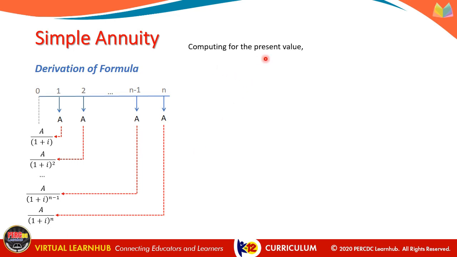Computing for the present value, we just need to add all of this and we will get present value P is equal to A over 1 plus i plus A over (1 plus i) squared plus and so on until plus A over (1 plus i) raised to n minus 1 plus A over (1 plus i) raised to n. We will call this equation number 1.